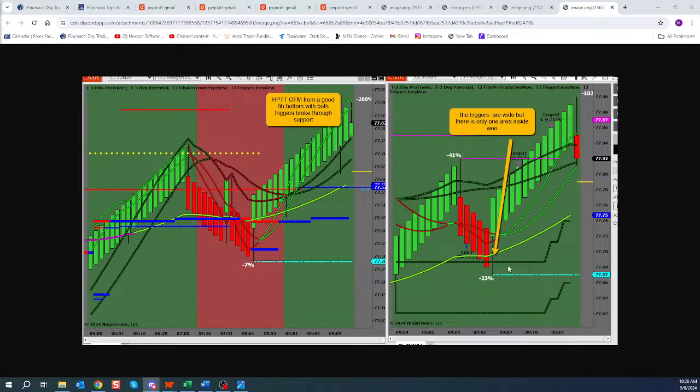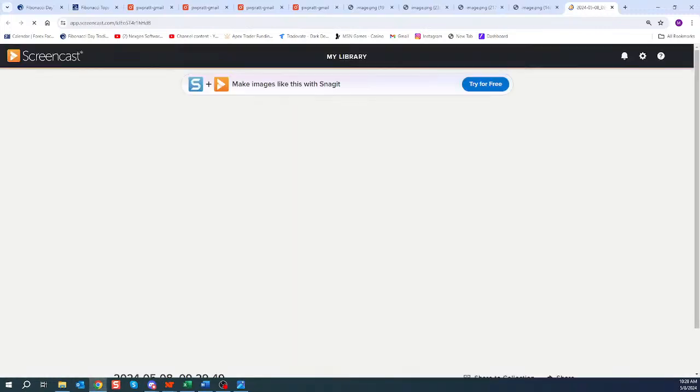There's only one area inside the window. Beautiful job, Andy. Great job taking advantage of momentum and a clear path. What more could you ask for? That's the easy stuff, guys. That's the stuff that makes life simple for you. That's the stuff that gives you the highest probability.